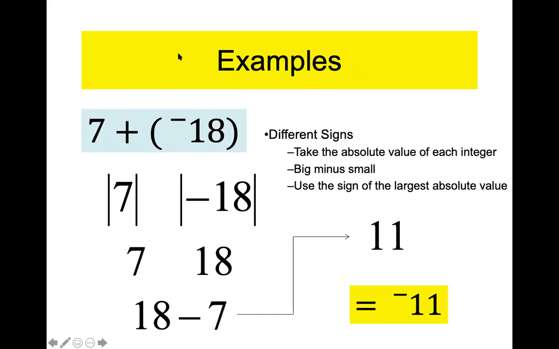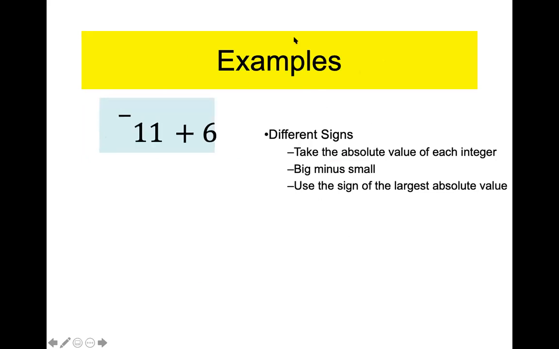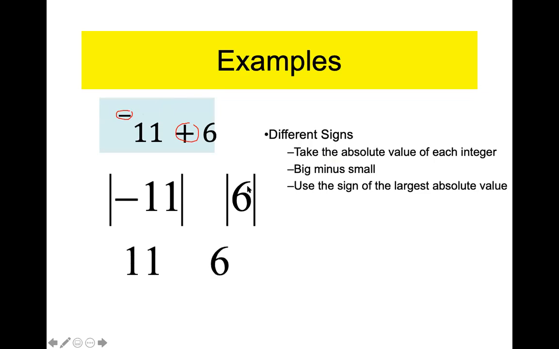Okay, here's another one. Step number 1, see if you have same or different signs. I got a negative and I got a positive. Those are different signs, so we're going to follow this rule. It says take the absolute value of both. The absolute value of -11 is 11. The absolute value of 6 is 6. It says subtract big number minus small number. Well, 11 is big, 6 is small. So 11 minus 6 is 5.